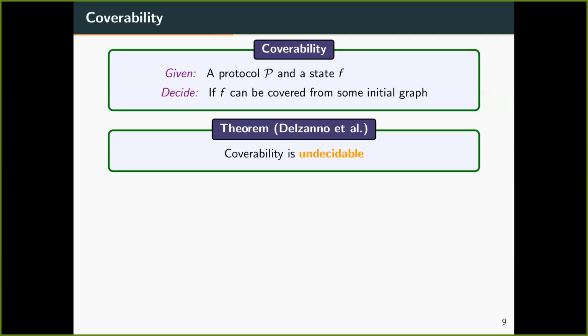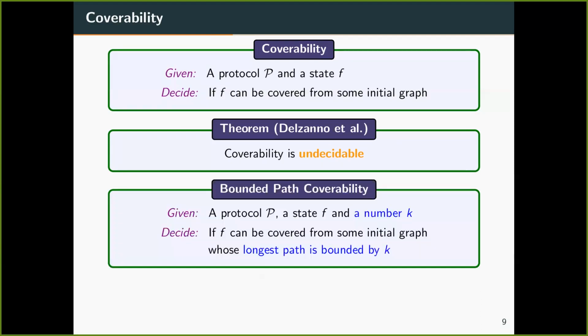Motivated by the undecidability result, the authors also considered a restriction of the coverability problem, which is called bounded path coverability. In this problem, we are given a protocol P, a state F, and additionally a number K. We are asked to decide: is there some initial graph where any path has length at most K, such that starting from this initial graph, we can cover the state F? So in some sense, the longest path in the communication topology is bounded by K.